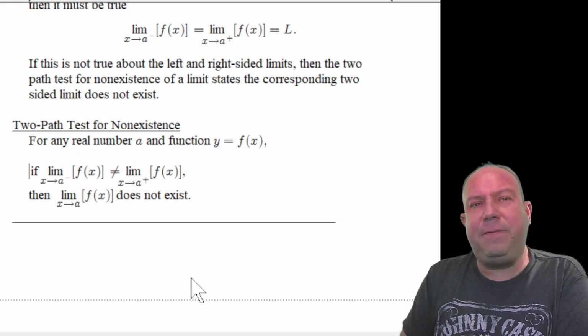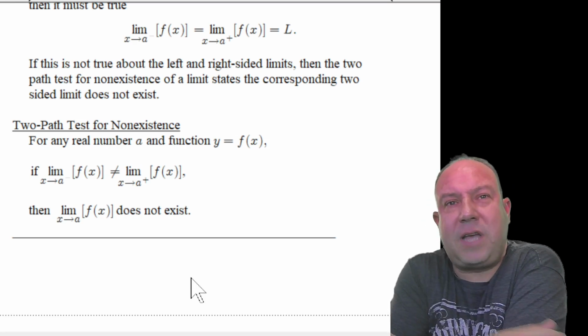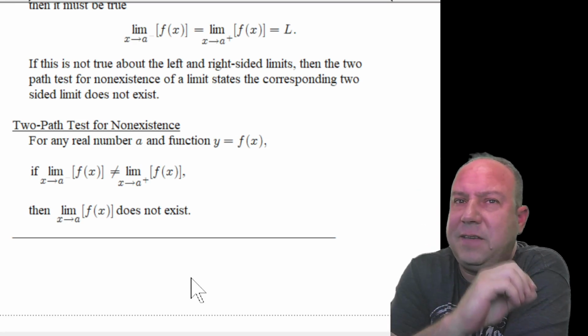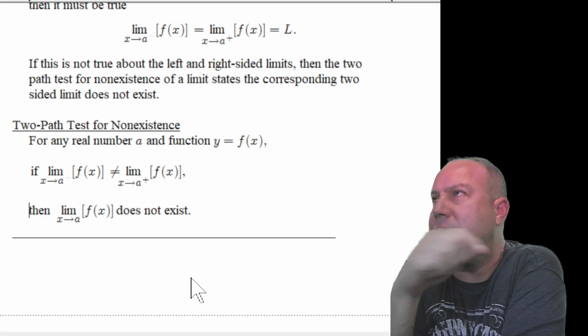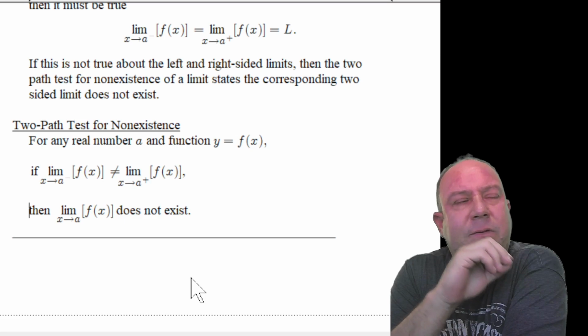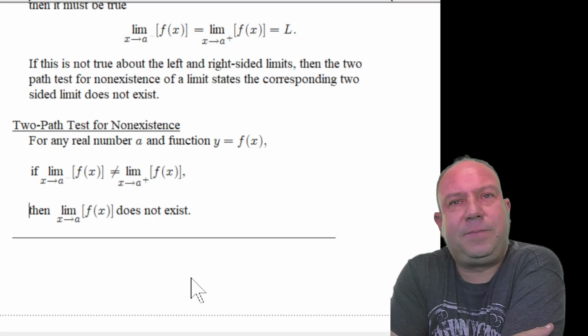If the limit as x approaches a from the left for a function doesn't give the same result as the limit as x approaches a from the right, then the limit for the approach from both directions simply does not exist.